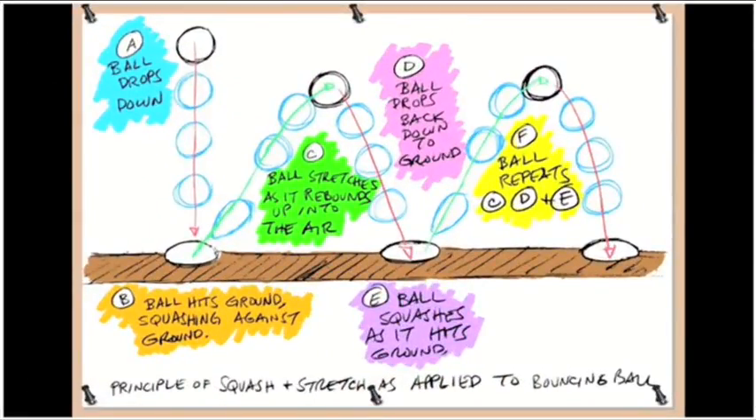Here are two thumbnail pages that you can study. One shows the basic arcs and contact points of a bouncing ball. Ball drops down, squashes as it hits the ground, stretches as it rebounds into the top of its arc, then repeats dropping down to the ground.